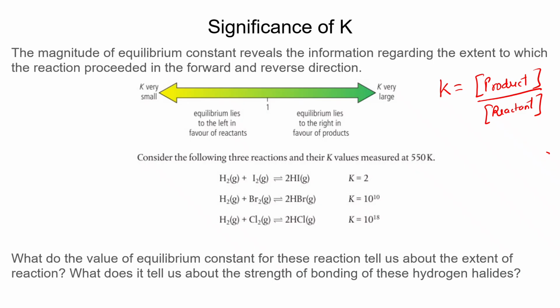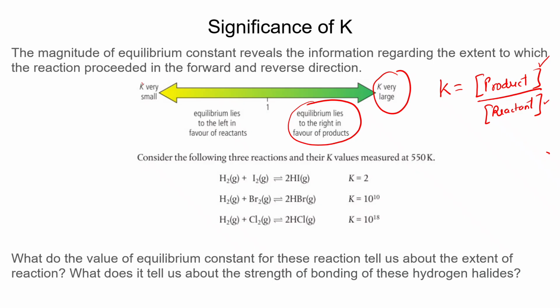Now imagine this value being very large. Now what would that mean? It would mean that at equilibrium you have a very large amount of product compared to reactant. So what does that mean? It means that this reaction is a product dominated equilibrium. Another way to basically put this is that here the equilibrium lies to the right, or the equilibrium favors the product formation.